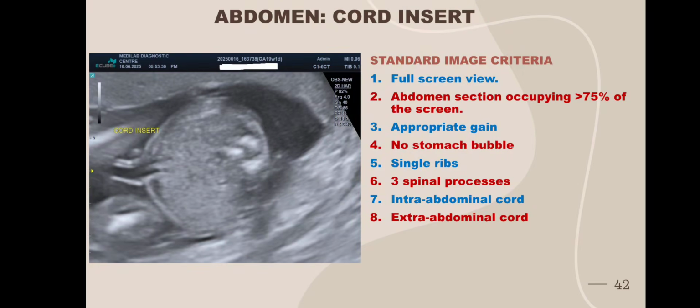Now cord insert view. With the appropriate gain, no stomach bubble should be seen. Single rib on both sides, 3 spinal processes. Intra and extra abdominal cord should be visualized.